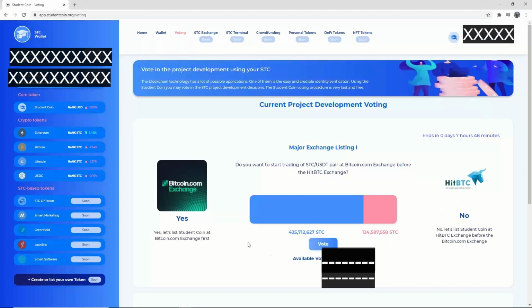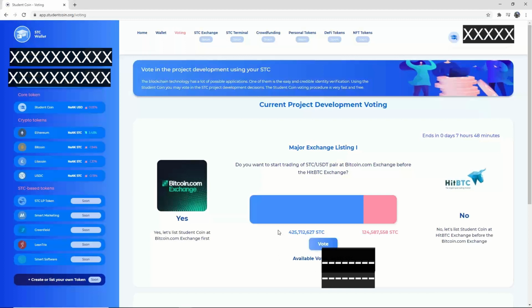So obviously now this should affect the price because there is movement of STC, and we'll have a look at the price a little bit later. But the price has been going up. Now, again, the more STC you hold, at the bottom you'll see your available balance here. The more STC you hold, the more you can affect the vote.